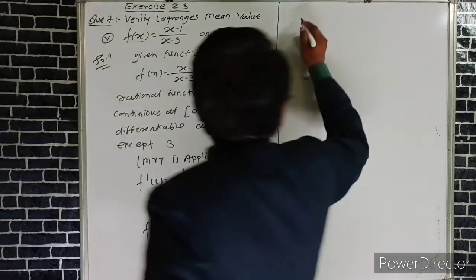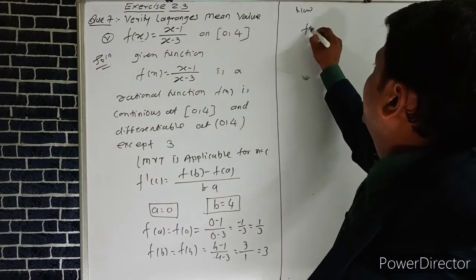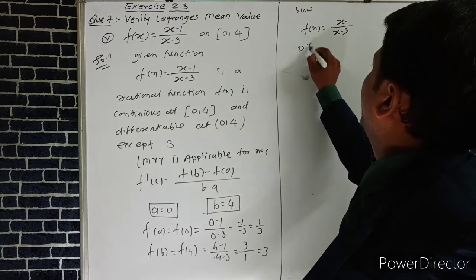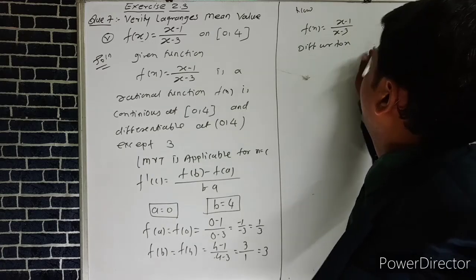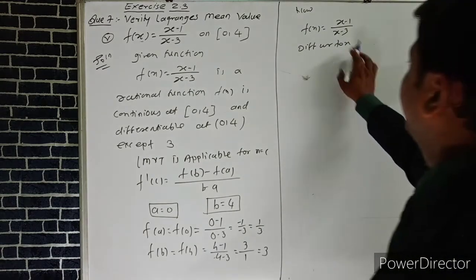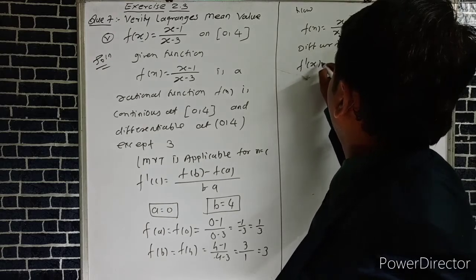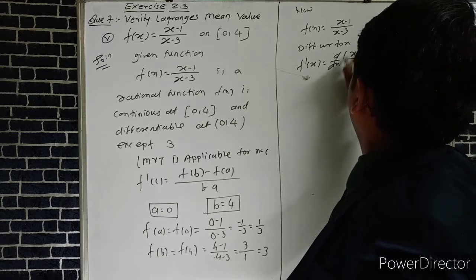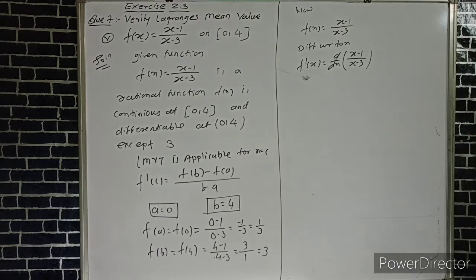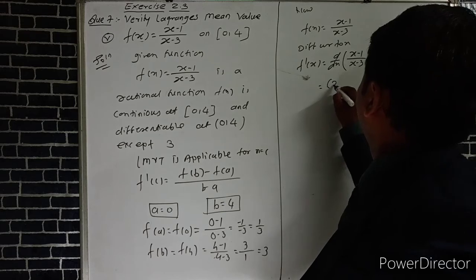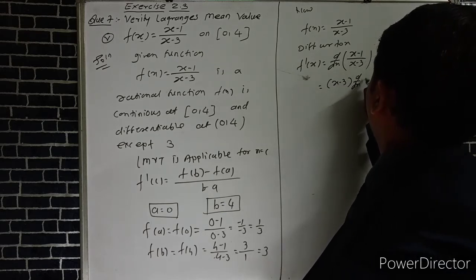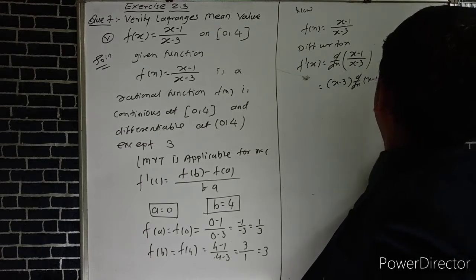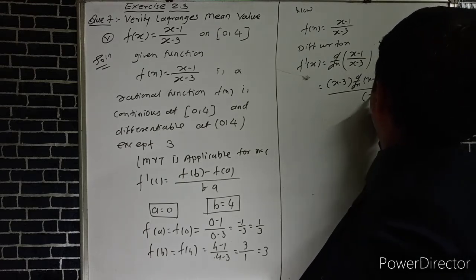So now, using the given function f of x equals x minus 1 upon x minus 3, we have to find f dash of x by differentiating with respect to x. So the derivative of f of x is f dash of x, and we take the derivative of x minus 1 upon x minus 3 by using the rule of u upon v. So we know that u upon v is denominator into derivative of numerator minus numerator into derivative of denominator upon square of denominator.